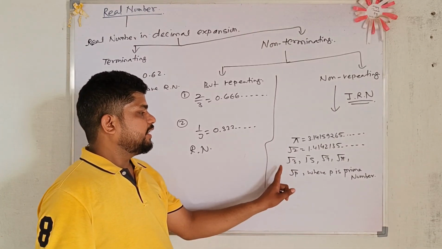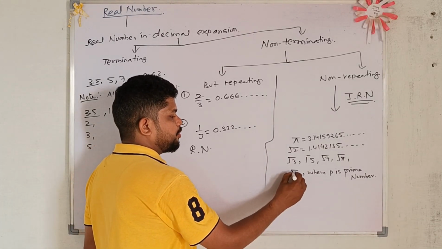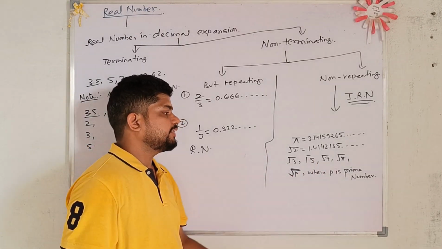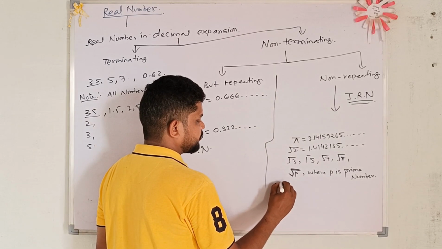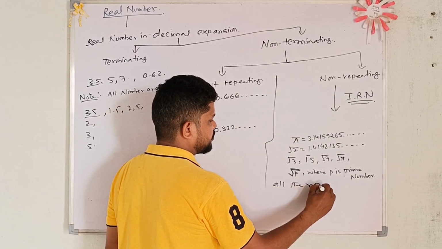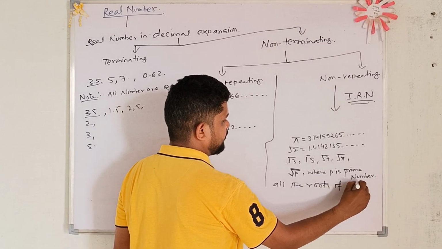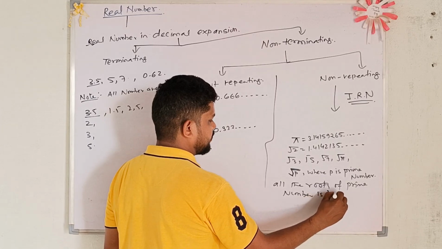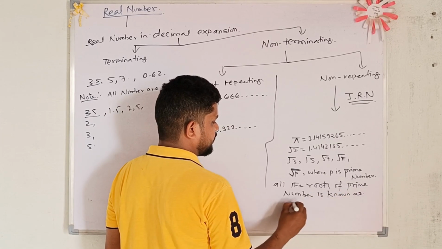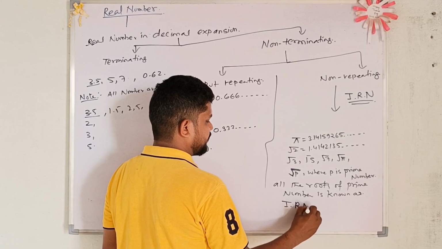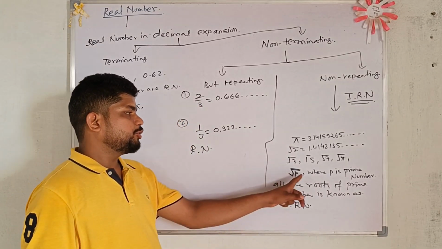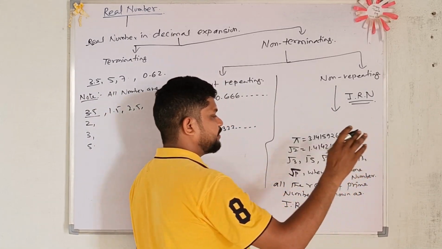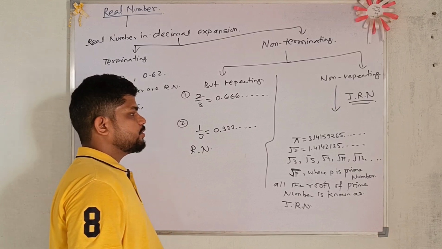Likewise, suppose we take the root of a prime number. All roots of prime numbers are known as irrational numbers. Like we said, root 3, root 5, root 7, root 11, root 13. We can expand them infinitely. Okay, so this is the way.